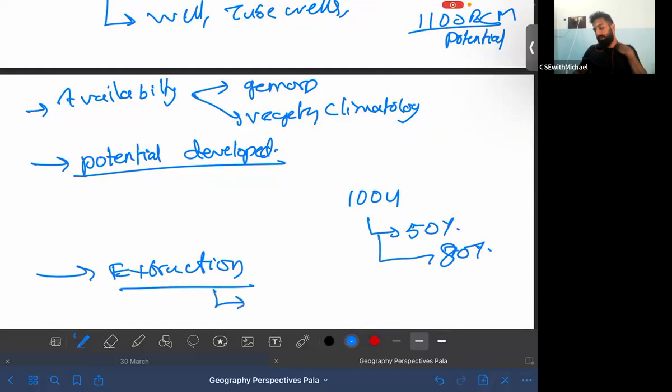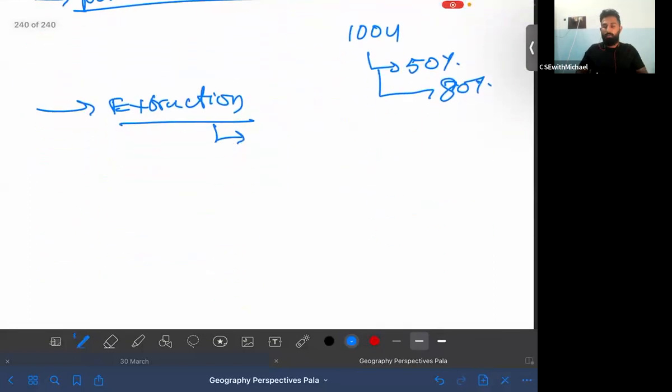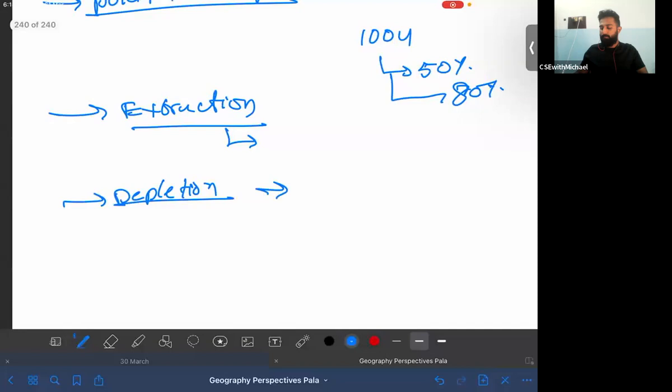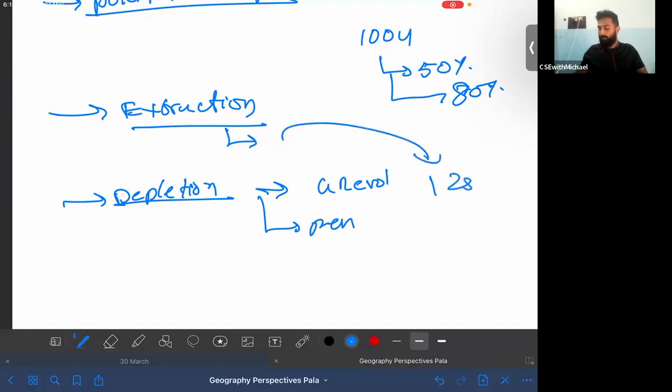So extraction would be the number up to which extraction would be there. Then finally we will see the rate of depletion of water. Like if you look at groundwater resources in India, in some of the regions, like the green revolution areas, the peninsular areas, depletion of groundwater is very high. So extraction of groundwater comes to around 125 percent. That is, every year water is recharged.